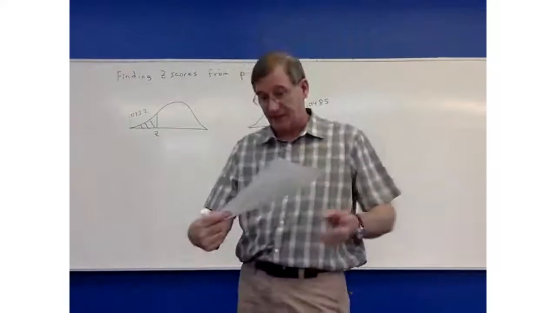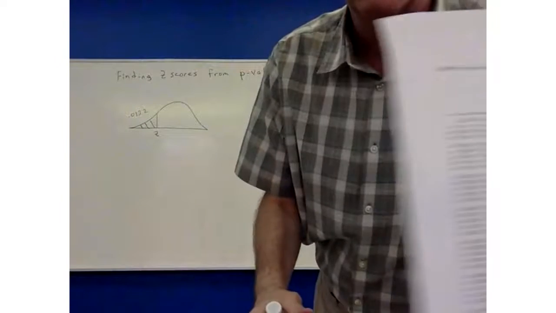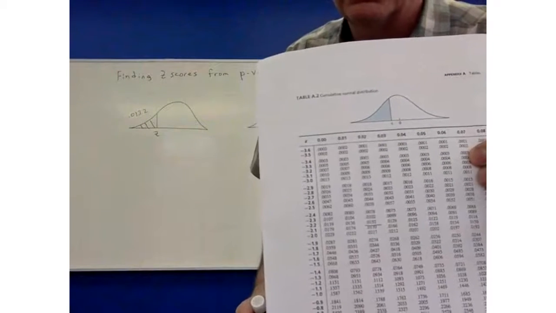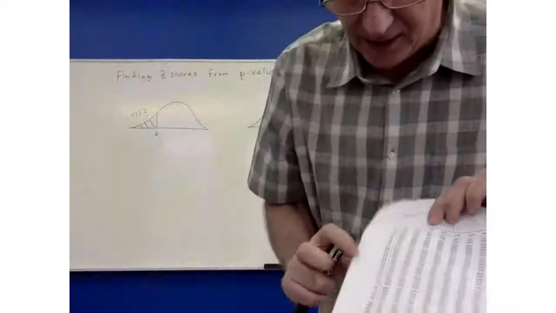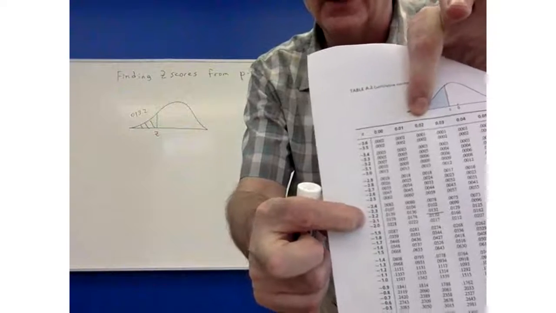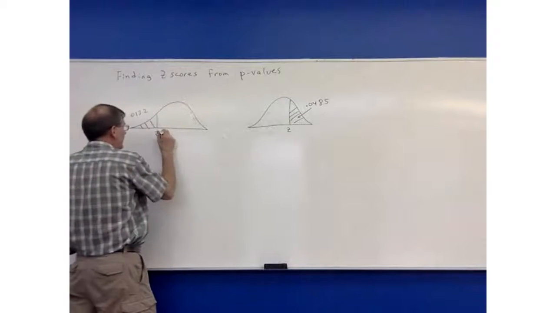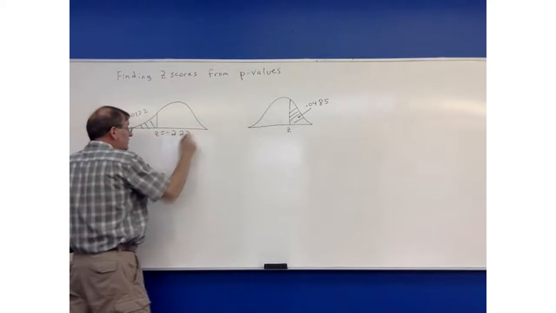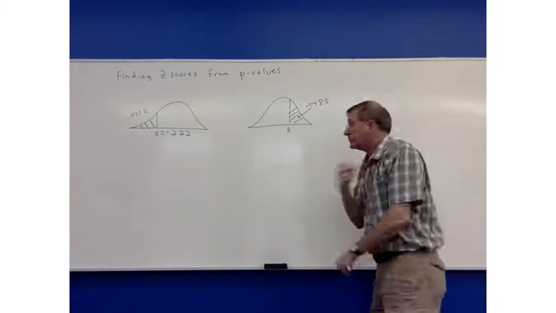And I've already got it marked. There it is, underlined. If you look, you've got negative 2.2 on the row, and right above it we're in the 0.02 column. So, in this case, z equals negative 2.22. That's what it equals.